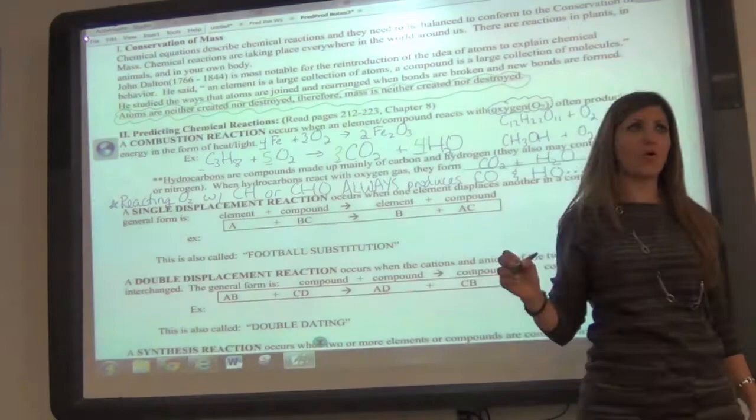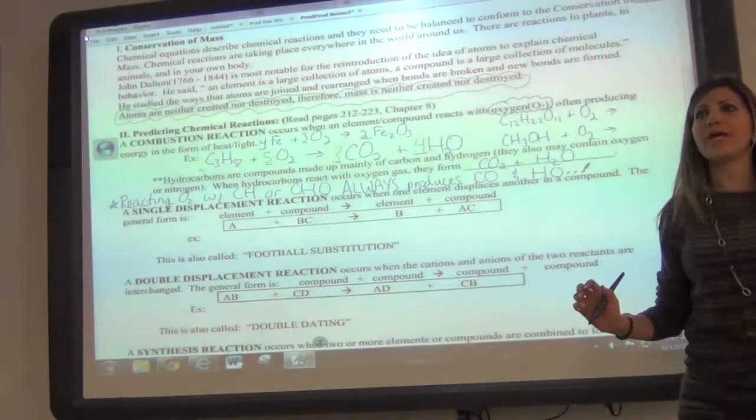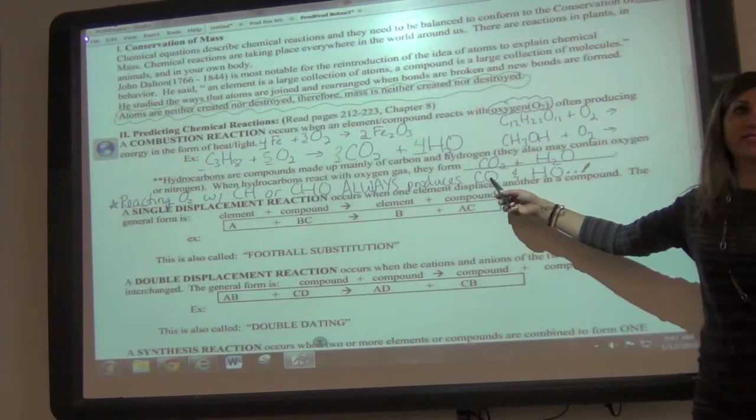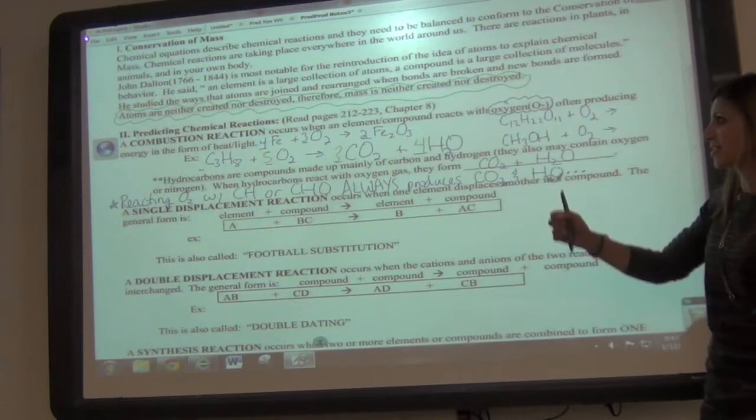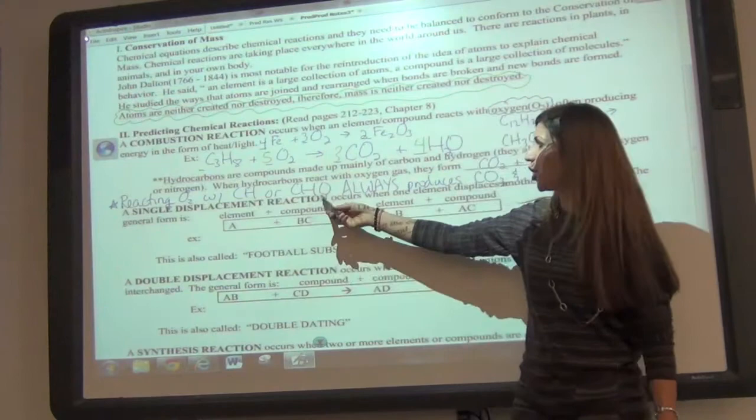So here's the saying. Reacting O2 with CH or CHO always produces CO and HO. But it's not CO. What is it? CO2, and it's not HO, it's H2O, okay? Everybody say it with me just one time, but you have to repeat this 3 times. Ready? Here we go. Reacting O2 with CH or CHO always produces CO and HO.